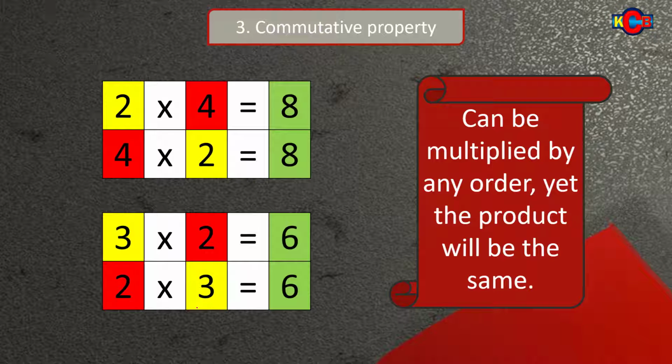In multiplication, the numbers can be multiplied in any order, yet the product will be the same. Like in this example, the position of numbers 2 and 4 is changed, but the product is still 8. See here, first 2 times 4, and here second 4 times 2. The position is changed, but the answer is still the same. So this is the commutative property.